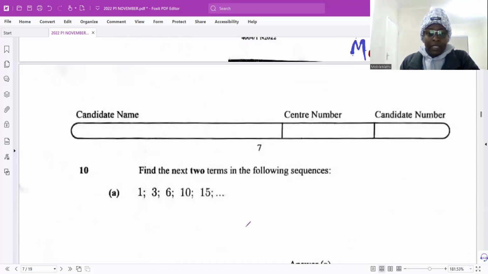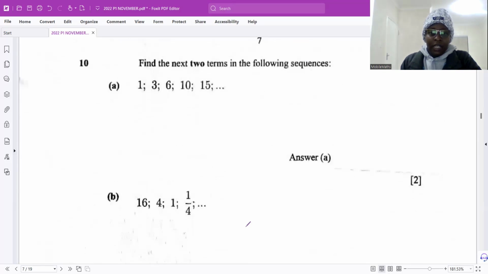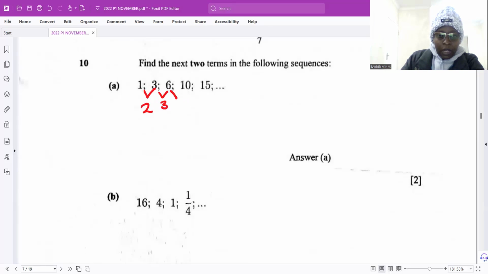Let's move on to number 10. Number 10 is saying, find the next two terms in the following sequences. Let's see how they are writing this sequence. 1 to 3, there's a difference of 2. 3 to 6, there's a difference of 3. 6 to 10, there's a difference of 4. So for the differences, each time we are adding plus 1. This one is 5, so the next number that is going to come is going to be 6.